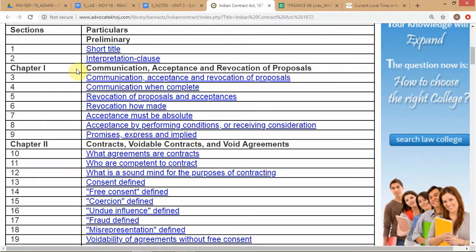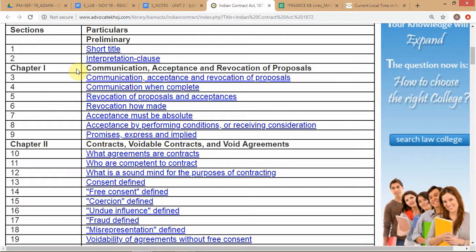If I'm making an offer to somebody who is maybe in a different city, and I just sit in my room and say, I'm making an offer to Ajay, that's not sufficient, because he has to hear the offer. The offer has to come to his knowledge. So we are setting certain standards for the communication of proposals, and for the acceptance of proposals also.